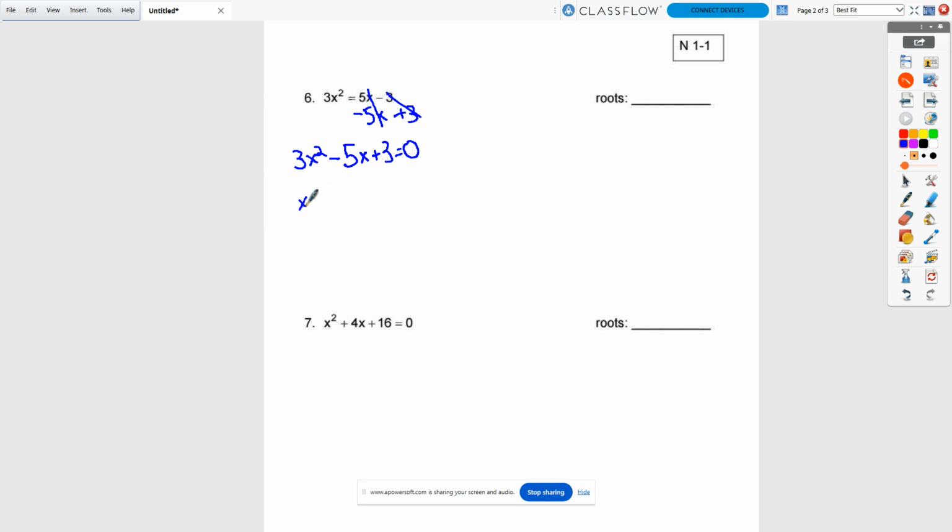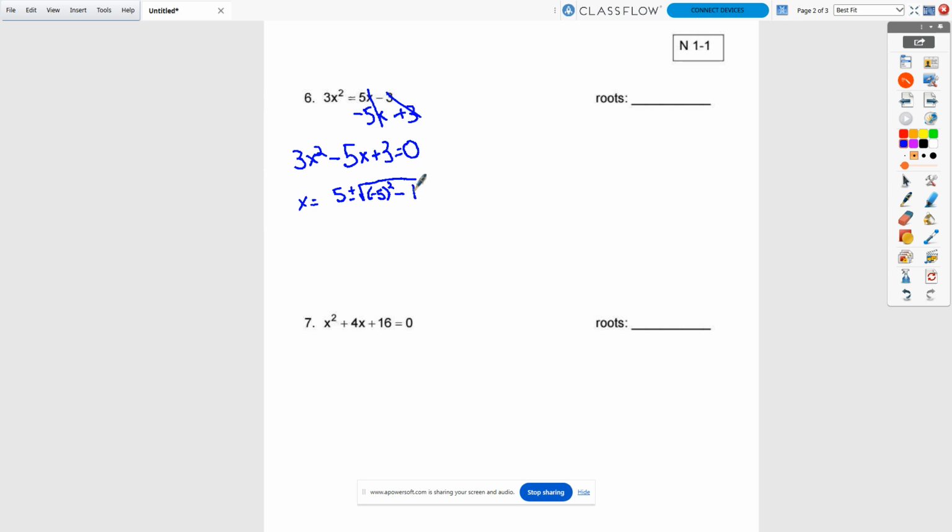So we have x equals a negative b, so a negative negative 5 would be positive. So positive 5 plus or minus the square root of b squared. So remember, when we do that, if you're putting it into the calculator, that has to be in parentheses, because anytime I square a negative, it's going to end up as a positive. If you don't put it in parentheses, it will show it to you as negative 25 instead of positive 25, which would not be correct.